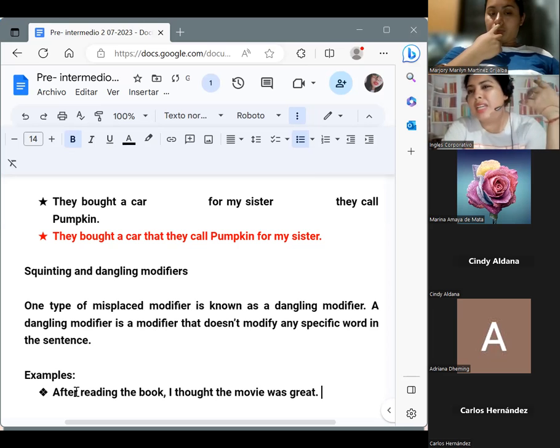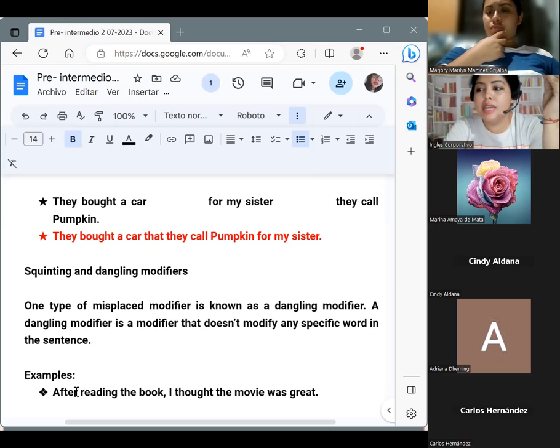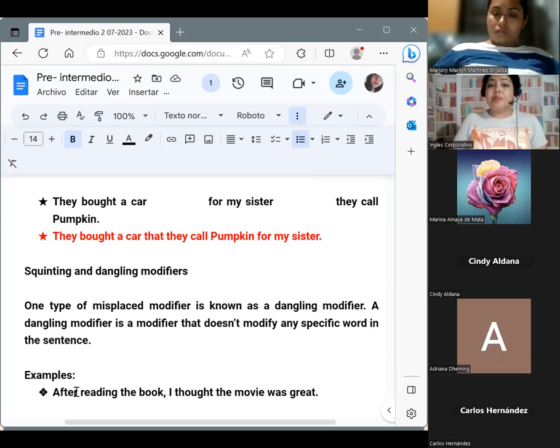Aquí estamos diciendo, después de leer o de haber leído el libro, pensé que la película estaba bien. But in this case, it's not like they have the same meaning. They are not forming a specific sentence. In this case, we need to change things in this kind of sentences. But the dangling modifier is this one.